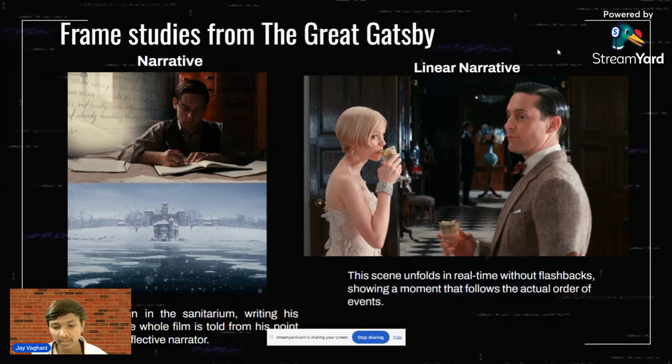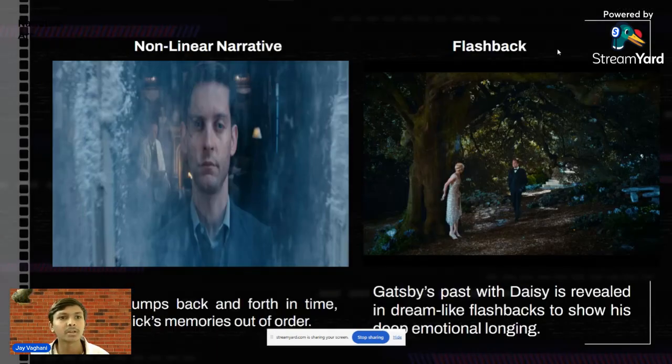We see a scene where Gatsby meets Daisy for tea. This is one of the rare scenes shown in real time with no flashback. It follows a linear timeline. This is the only scene in the film where there is a linear timeline. There is no past or present jump.